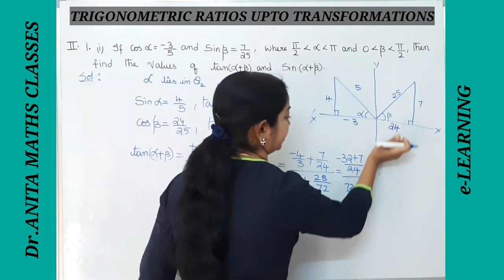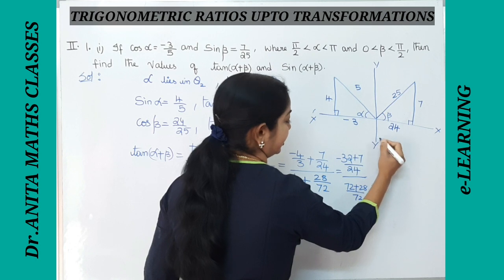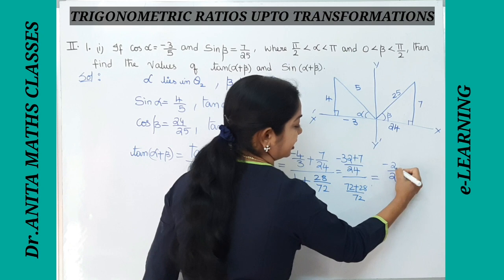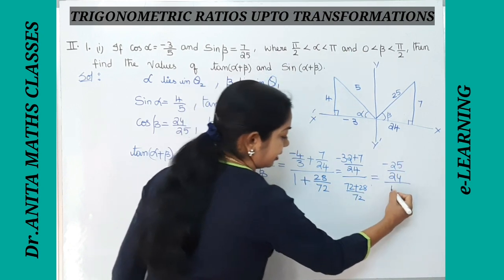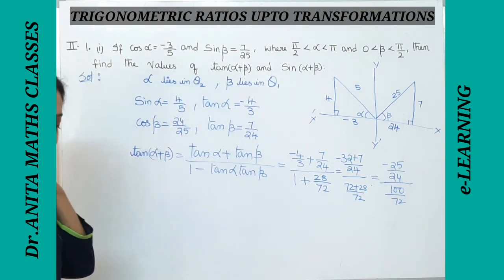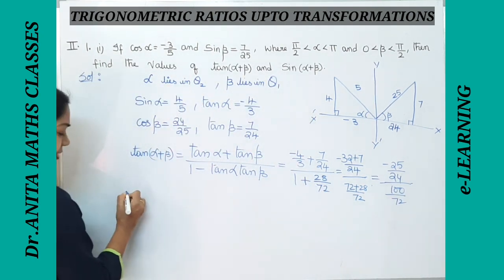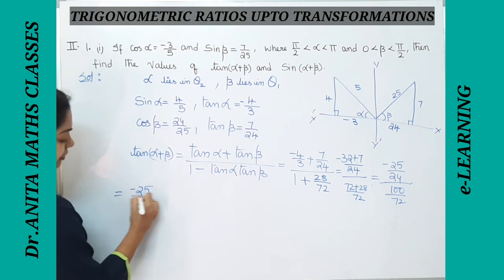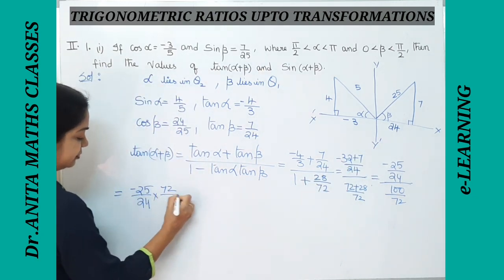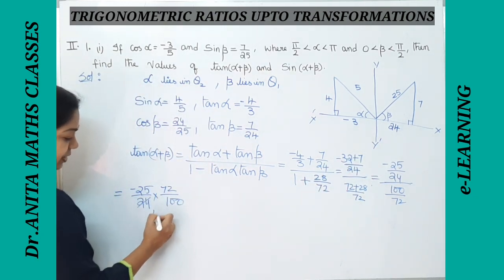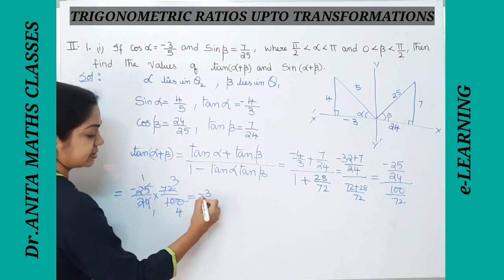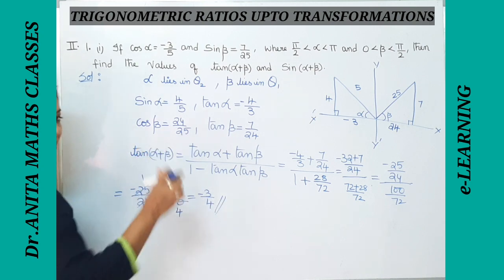So here we can write 24, minus 25, divided by 100 by 72. So that is minus 25 by 24. When this comes up, it becomes the reciprocal, 72 by 100. 24 goes thrice into 72, 25 goes 4 times into 100. So minus 3 by 4 is the final answer of tan alpha plus beta.